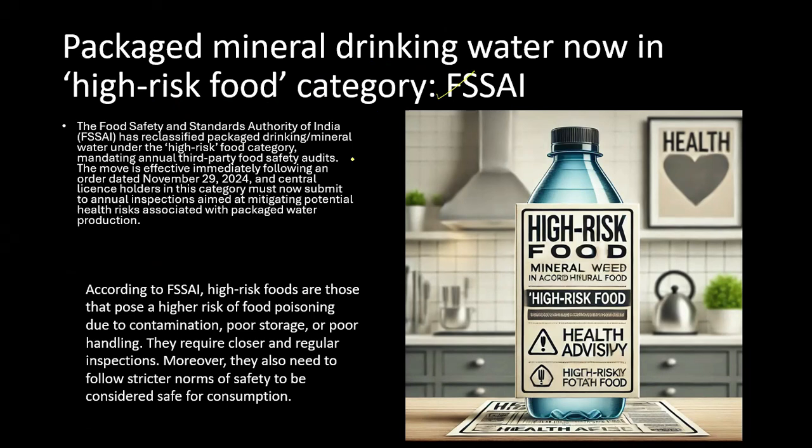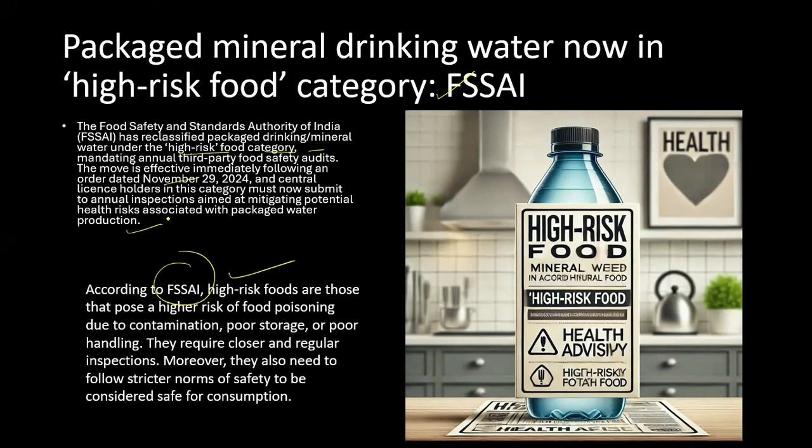We have a regulatory authority, the Food Safety and Standards Authority of India. It is now reclassifying packaged drinking mineral water under the high risk food category. Don't worry, we'll discuss in detail what the high risk food category is and what this particular authority is. But first let us see what is in the news and why. They have put mineral water in the high risk food category, mandating annual third party food safety audits. The move is effective immediately, following an order dated November 29, 2024, and central license holders in the category must now submit annual inspection audits to mitigate potential health risks associated with packaged water production.